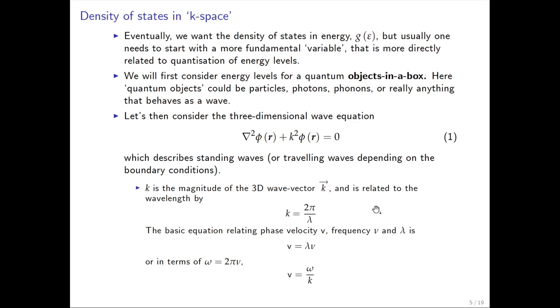K is 2 pi over lambda, and of course we can also have the phase velocity v, which is lambda times the frequency nu, or if we wanted, we could use angular frequency, 2 pi nu, v equals omega over k. We'll use this more when we talk about phonons and photons. Right now we'll just work in terms of this wave vector k for this discussion of particles in a box.